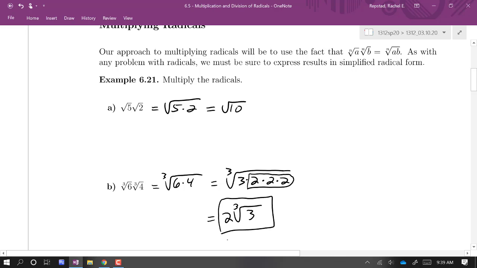Anytime you're doing operations on radicals, every step of the way, you just want to reevaluate where you are and say, can I simplify this? We started with radicals that were already simplified. We couldn't do anything to simplify these. Once we combined them, we saw that we did have, in fact, a factor to take out.